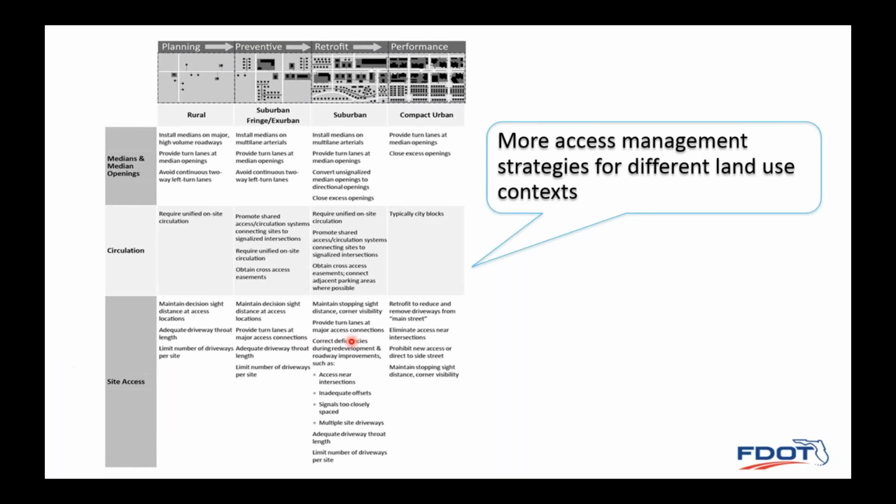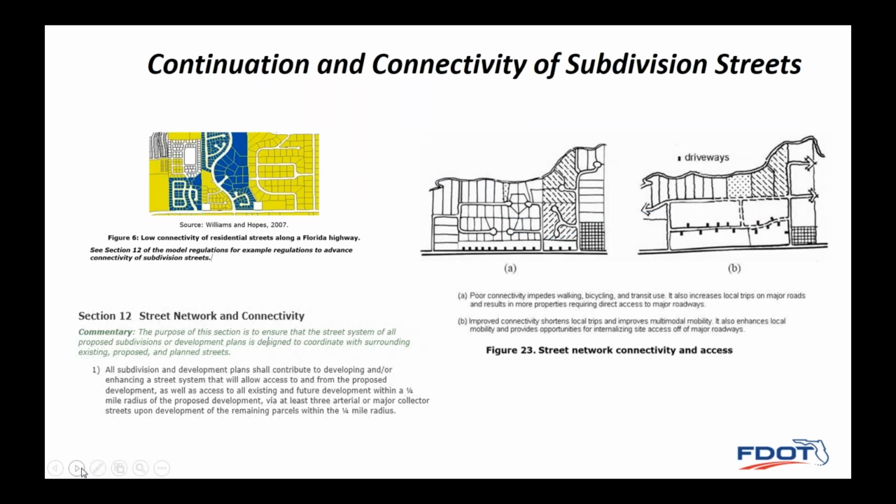Let me find my little pointer. So down in here, during redevelopment, you're trying to achieve some improvements to access that had been grandfathered in, like the beach store that we just saw, and getting rid of poor offsets or multiple driveways, and then moving into your main street and trying to prevent driveways along that main street and removing ones that are there and getting that block system in place. So there's a variety of issues there, and kind of trying to relate it back to the strategies.